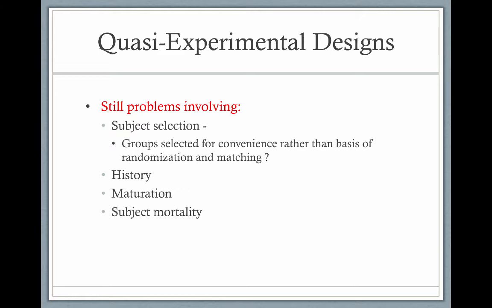We still have problems to solve, including subject selection, where the group is selected for convenience rather than on the basis of randomization or matching. In quasi-experimental design, you also have to be concerned about history, maturation, and subject mortality.